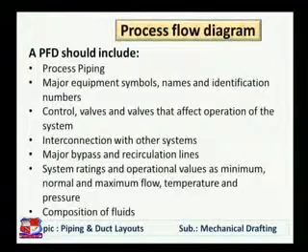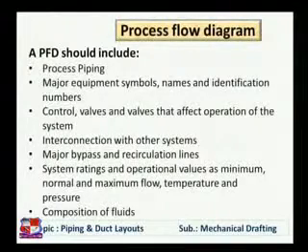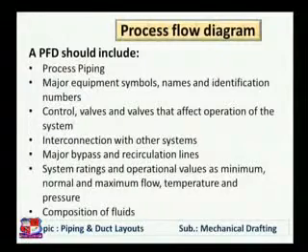A PFD should include process piping, major equipment symbols, names and identification numbers, control valves, valves that affect operation of the system, and interconnection with other systems. It should include major bypass and recirculation lines. It should include system ratings and operational values such as minimum, normal and maximum flow, temperature and pressure. It also should include composition of fluid.